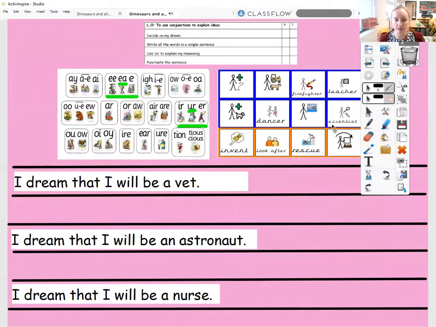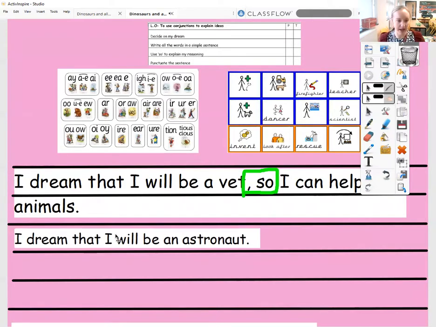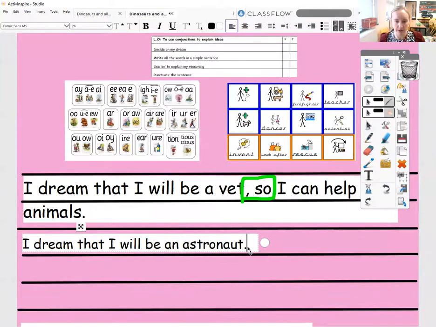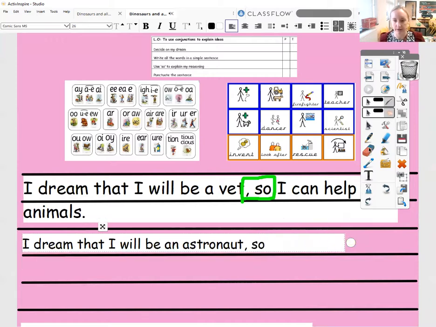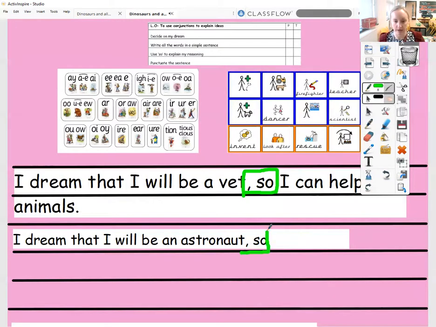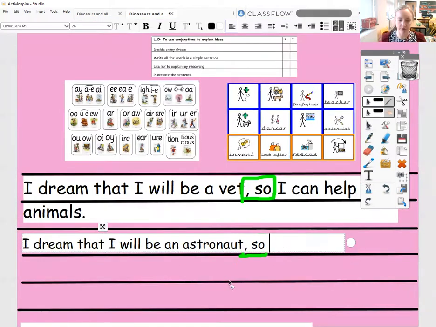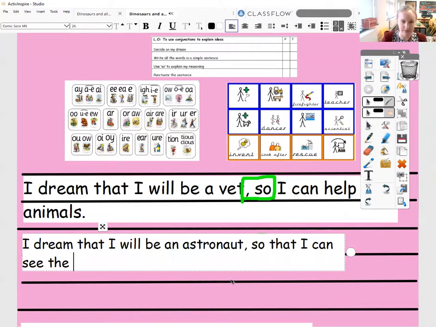Let's have a look at another one. So I'm going to choose this one now. I dream that I will be an astronaut. So just like before, I'm going to change that full stop to a comma, and I'm going to add so. Look here, I'm going to highlight that for you. I dream that I will be an astronaut, so, well, I know why I'd like to be an astronaut. I'd like to be an astronaut so that I can see the stars.